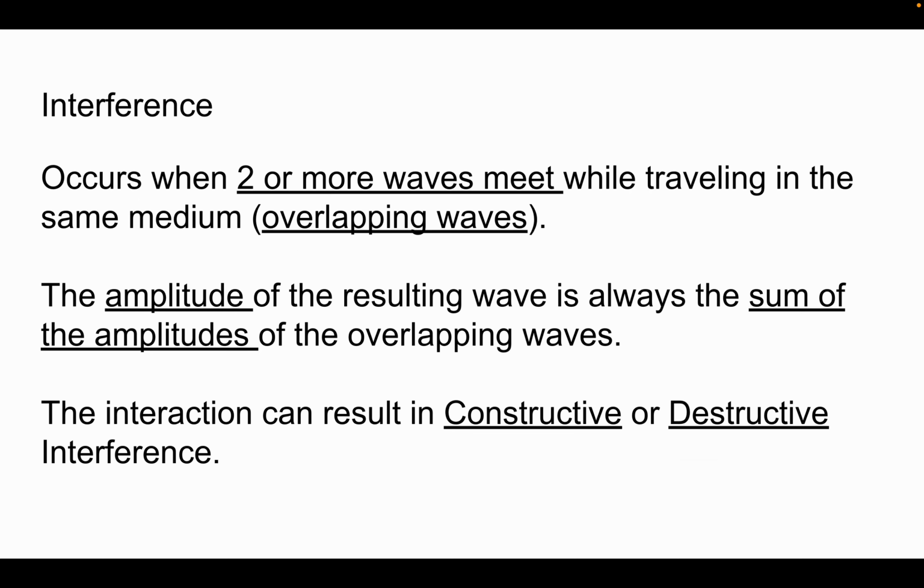Interference occurs when two or more waves meet while traveling in the same medium. Remember, medium would be like a solid, liquid, or a gas, and these waves actually overlap. The amplitude of the resulting wave is always the sum of the amplitudes, and this interaction can be constructive or destructive, and we're going to talk more about what those terms mean.